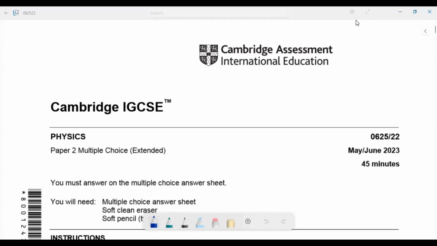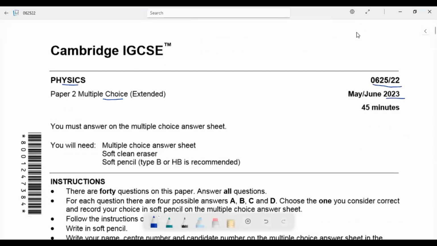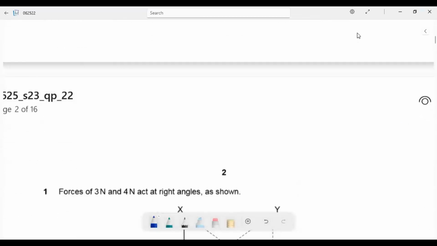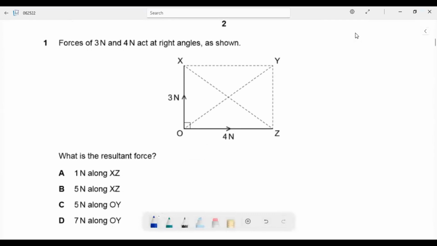Hi everyone. Today we will see the question paper Physics paper 2 multiple choice extended, 0625/22, May/June 2023. First question. Forces of 3 Newton and 4 Newton act at right angles as shown in the figure.